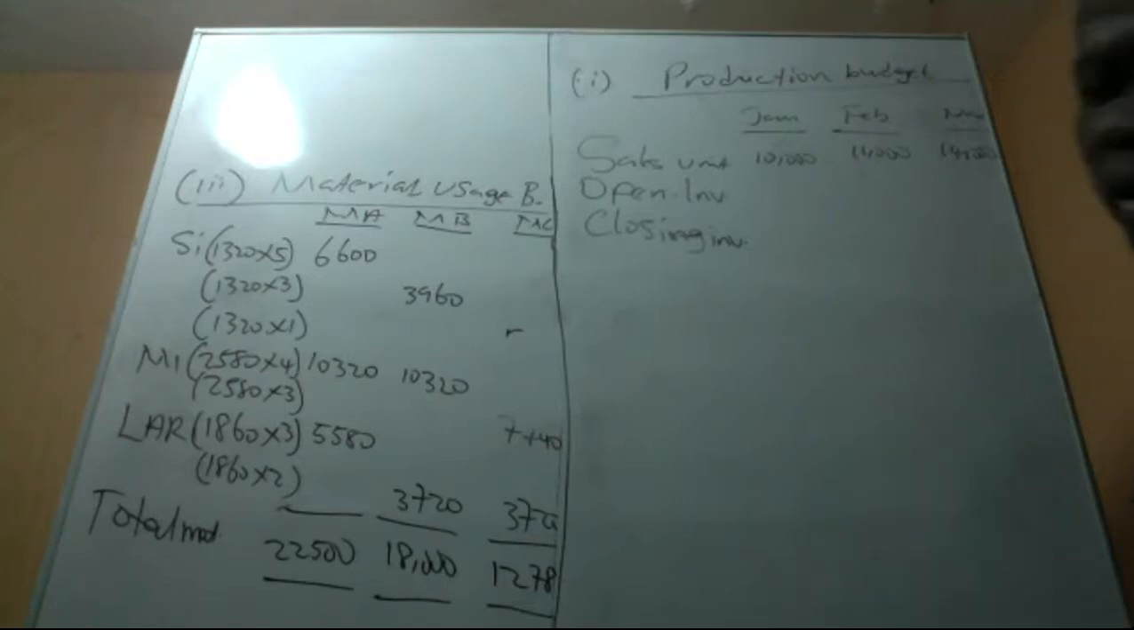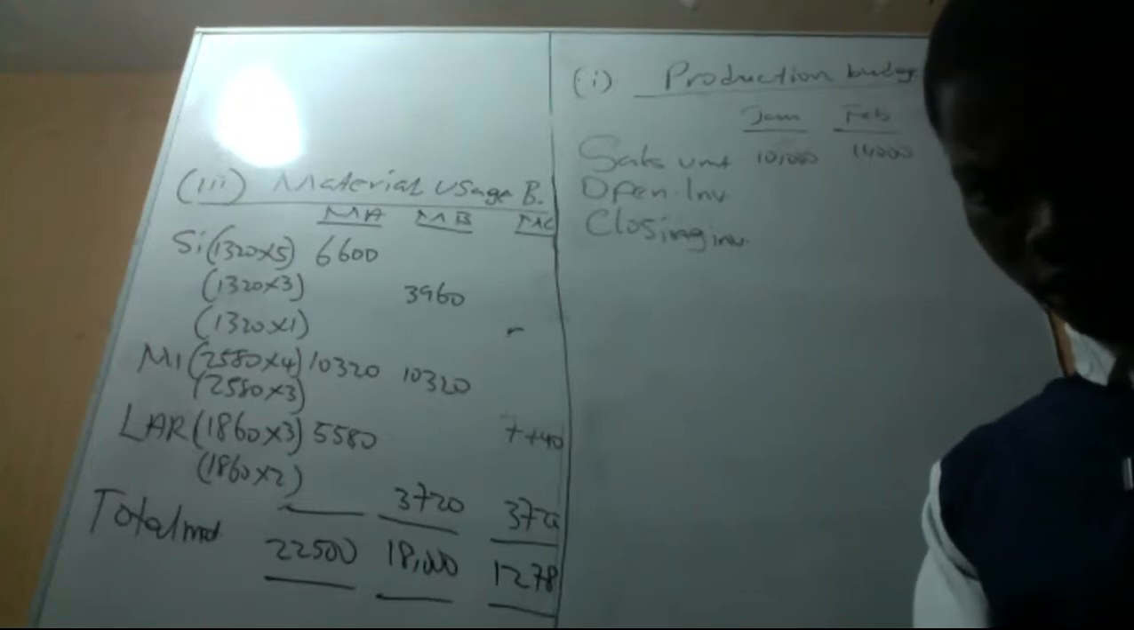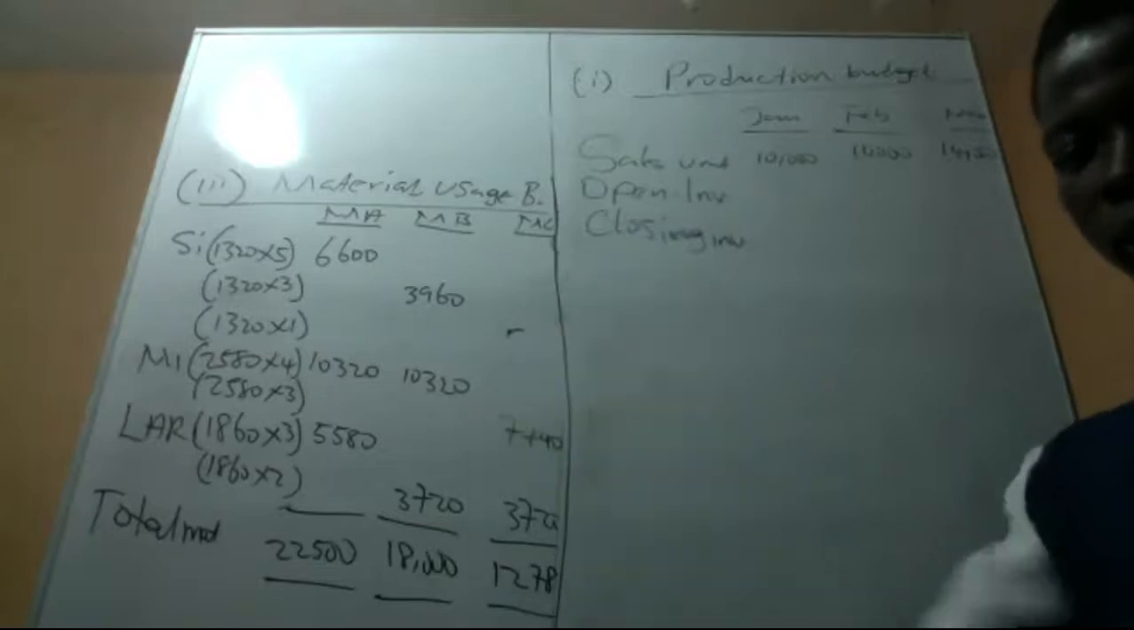Now let's go and look for the closing inventory. Be with me and let's see. That was the challenging section. Aside from that, the question was a bit straightforward. Now they said the company aims to carry a finished goods inventory at the end of each month equal to 10% of the following month's sales. I like that. 10% of the following month's sales.